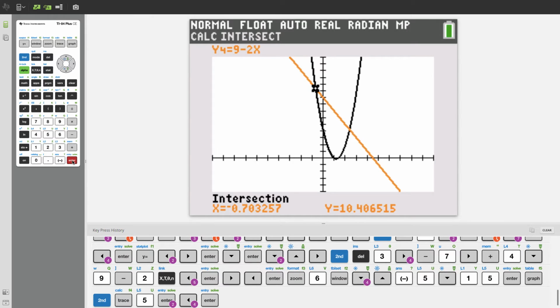So I got an intersect at, so the solutions for this are negative, I don't know. On the X, I got negative 0.7. It should be approximately negative 0.7. Yeah. Are we supposed to put the approximate?